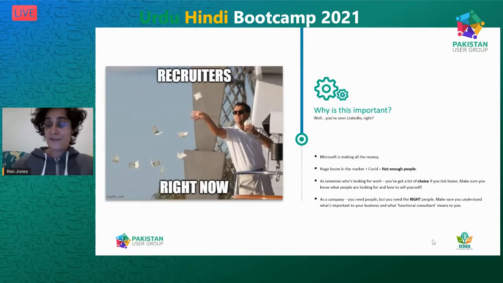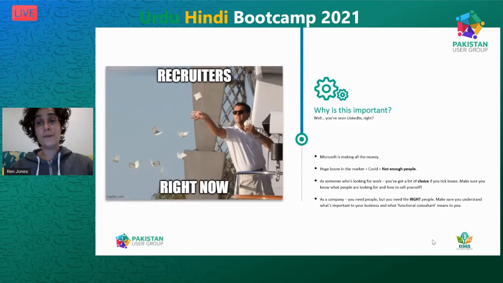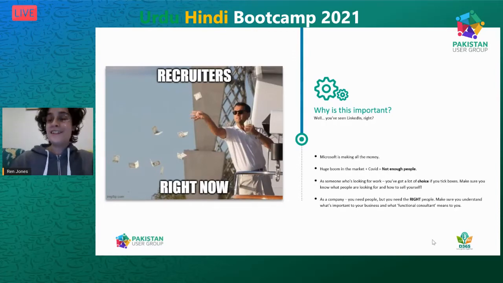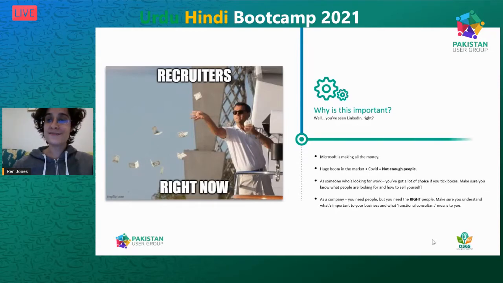As everybody knows at the moment, Microsoft is booming. So the market is huge for functional consultants at the moment, especially in CE. So if you're looking for work, there's a lot of choice out there at the moment. To make sure you know what people are looking for, I'm going to tell you about that. And as a company, what you need to know is getting the right person. So functional consultant covers a multitude of things. We've got to determine what that means for you before you can hire the right person.